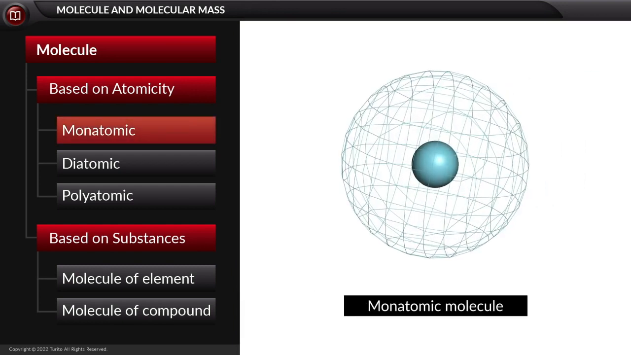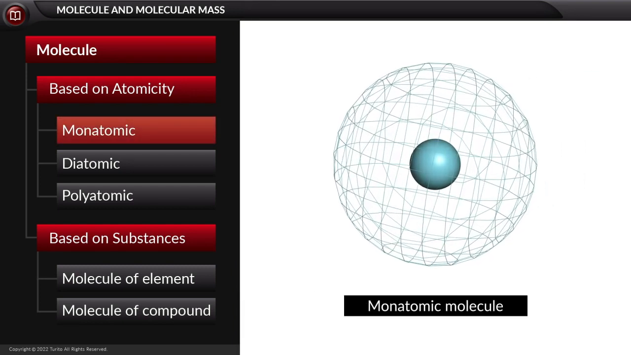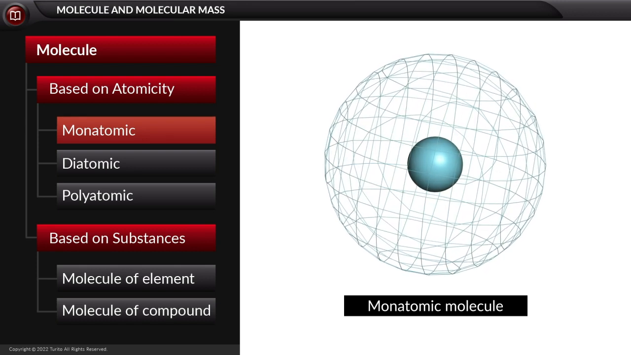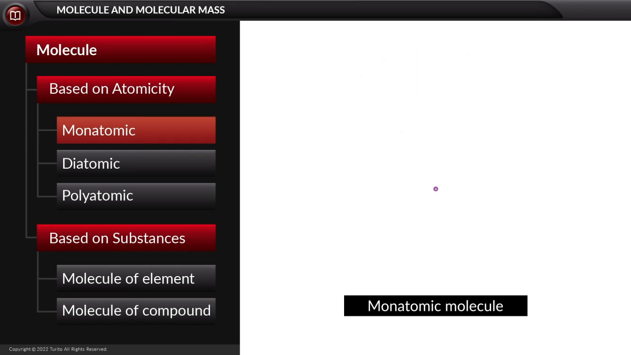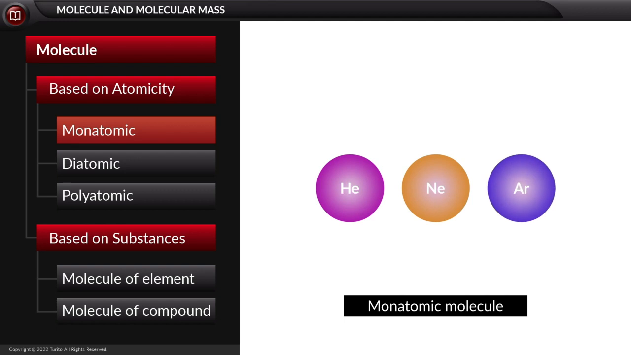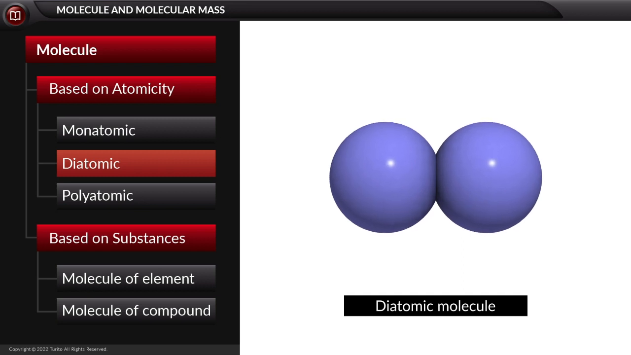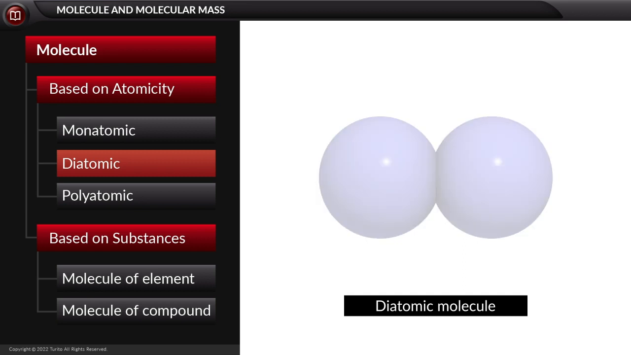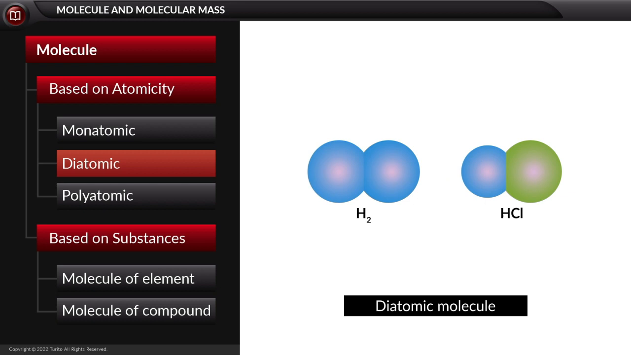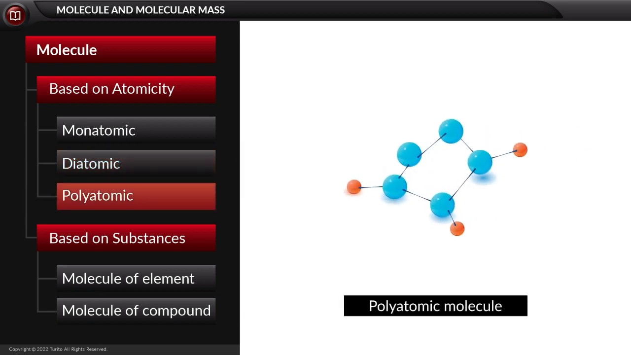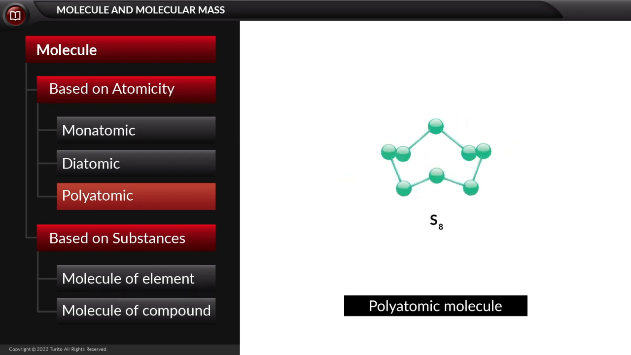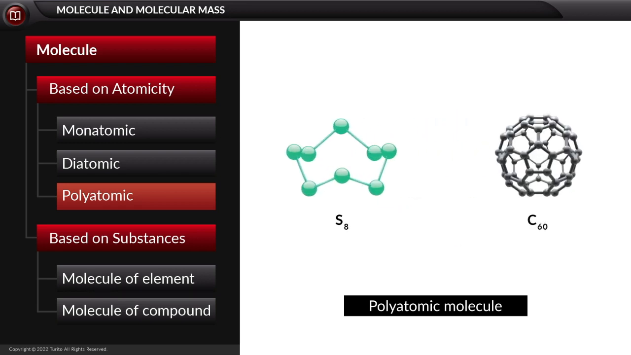Monoatomic molecule means uncombined molecules whose atomicity is 1. For example, helium, neon, and argon. Diatomic molecule means there are two atoms in a molecule, like H2 and HCl. Polyatomic molecules comprise more than two atoms, as in sulfur, S8, and fullerene, C60.